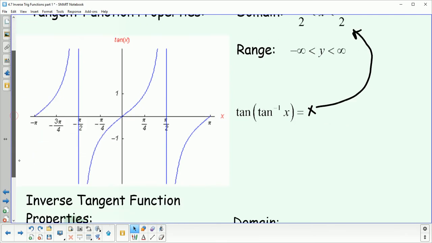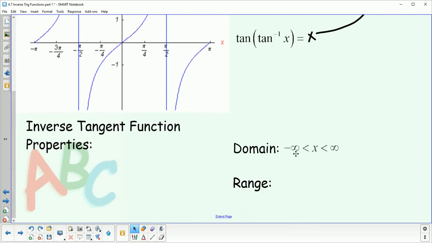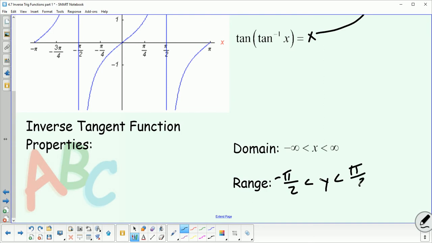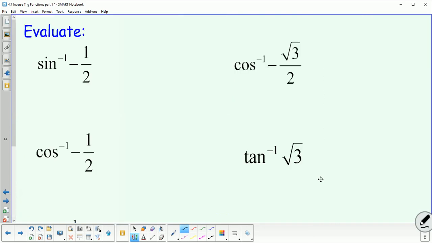And again, if we talk about our inverse tangent function, our domain and our range will just flop positions. So our range should be from negative pi over 2 to pi over 2. Okay, so last piece then, how we would evaluate some of these functions.